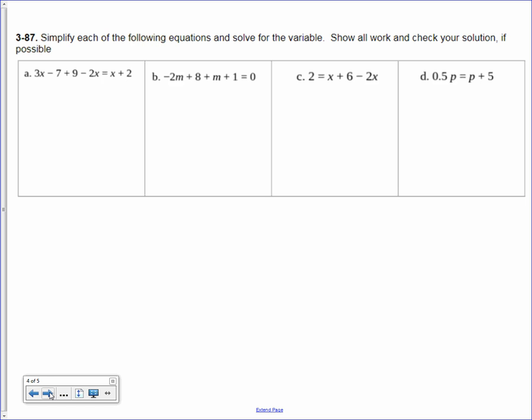Problem number 87, you're going to solve each equation. So I'm going to simplify this side. 3x minus 2x is x, and -7 plus 9 is 2. So right here, I got the same thing on both sides, so I know it's infinite solutions.